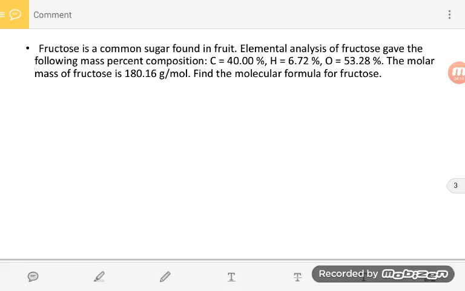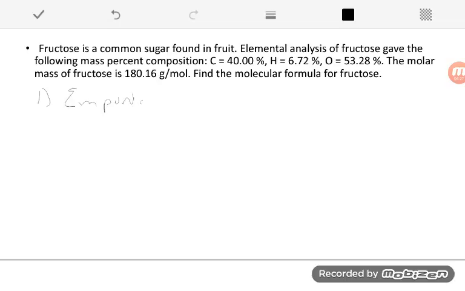Find the molecular formula. So when we do this, we really have to do this in two steps. First, we need to find the empirical formula using those first three steps. Convert to moles, write a pseudo formula, divide by the smallest number. Then we'll find the molecular formula. Yeah, that says molecular formula.